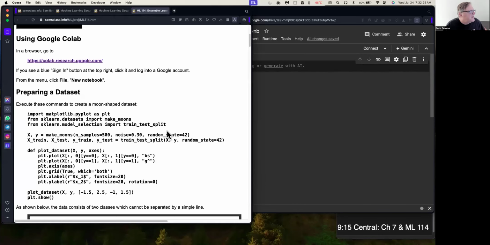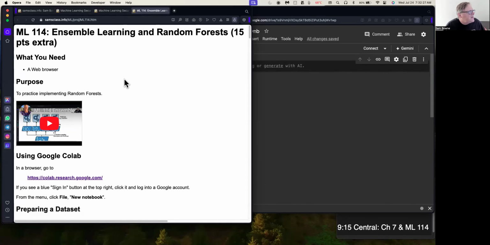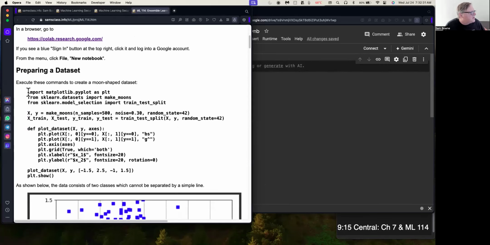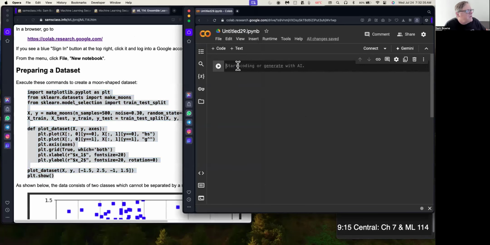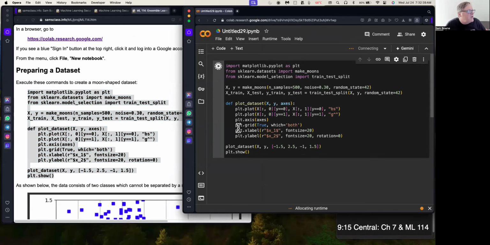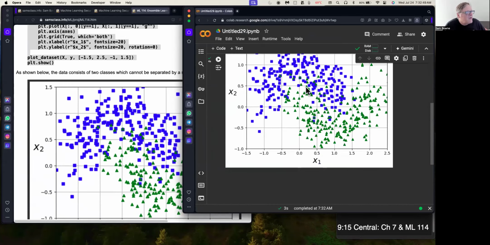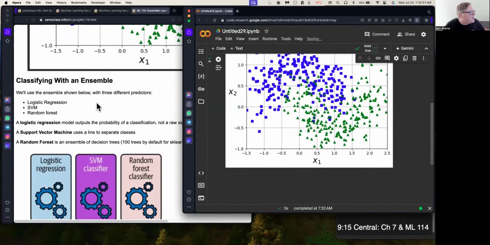All right. So this is ML 114, just practice ensemble learning and random forests. So first we're going to need a data set. And this, I think, is just the moons data set again that we've used before. Yeah, make moons. So it's going to create a data set where the boundary between the two colors is a curve, just to be a little bit more difficult than the ones that require a straight line. Right, so we want to separate those.